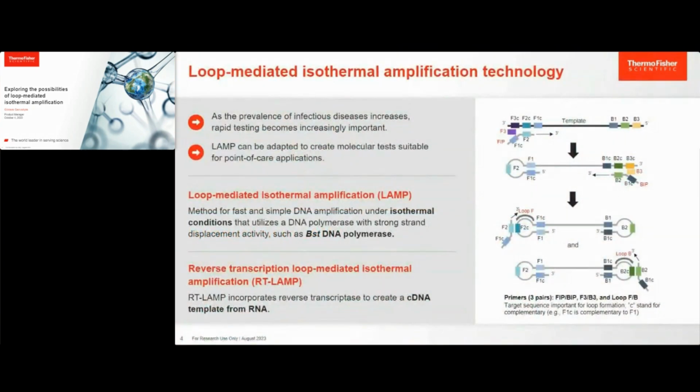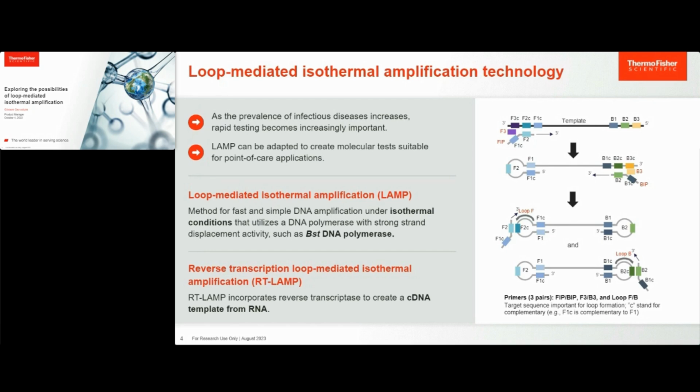In the face of the rising prevalence of infectious diseases, the need for rapid testing has never been more important. Swift and accurate diagnosis is crucial to curb the spread and impact of these illnesses. Technologies like loop-mediated isothermal amplification can be a great solution for fast and simple detection of infectious diseases. Because of the method's simplicity and rapidity, it has become a valuable technology for on-the-spot diagnostics and can be adapted to create molecular tests suitable for point-of-care applications.